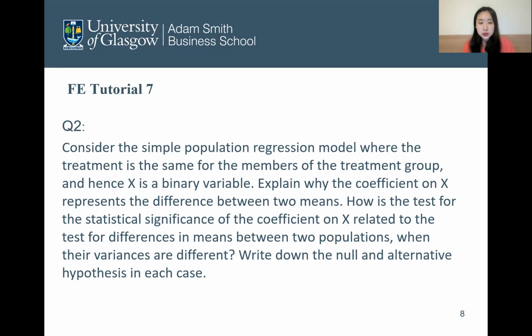Let's consider the simple population regression model where the treatment is the same for the members of the treatment group, and hence x is a binary variable. Explain why the coefficient on x corresponds to the difference between two means. Now, how is the test for the statistical significance of the coefficient on X related to the test for differences in means between two populations when their variances are different? Write down the null and alternative hypothesis in each case.